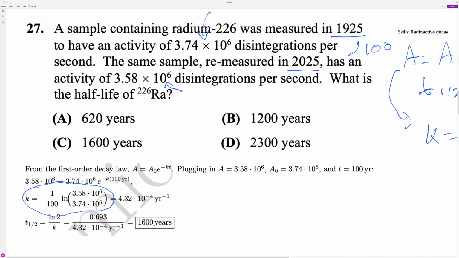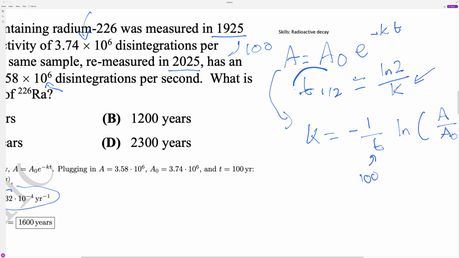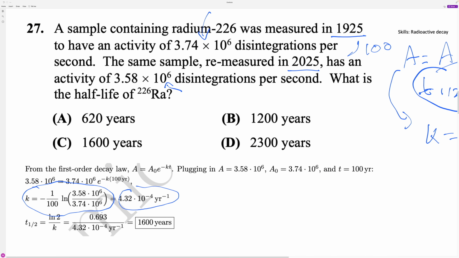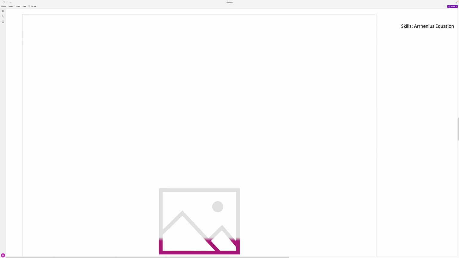I've just plugged those numbers in and done the computation. So you get this value for k. And now, like I said earlier, we're going to use this equation to find the half-life. And plugging our k value in here, ln2 is 0.693 approximately. That's going to get us 1600 years. So that's going to be our answer.